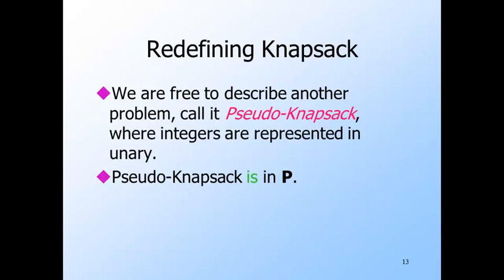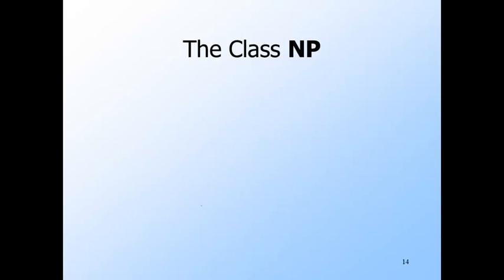There is another problem which we can call pseudo-knapsack. The question is the same, but the integers are represented in unary, not binary. That is, integer I is represented by I 1s followed by some marker symbol to separate integers. This problem is in P, and the dynamic programming algorithm proves that. But it is not the classical knapsack problem where integers are represented in binary, the sort of rational way to represent large integers. The second important class of languages for our story is NP, the non-deterministic polynomial class.